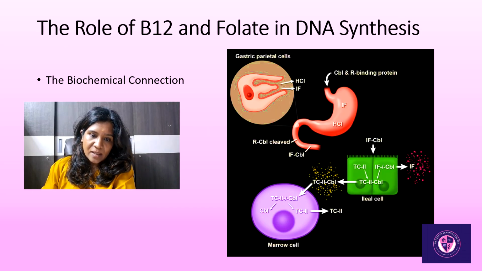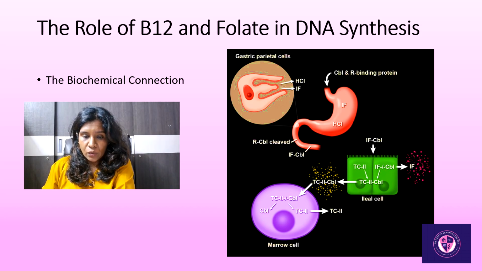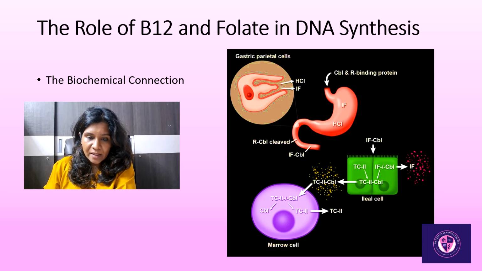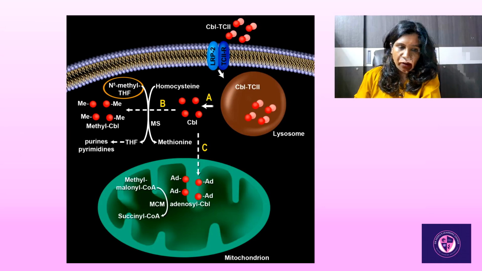To understand this deficiency as a cause of anemia, we need to quickly review the biochemical pathway to ensure that we have enough folate in the correct form to produce the building blocks of DNA. So this is a short picture in which you are able to see the gastric parietal cells and the entire pathway of B12 and folate, right from the gastric parietal cell to the marrow cell. This is the pathway that we are all familiar with.